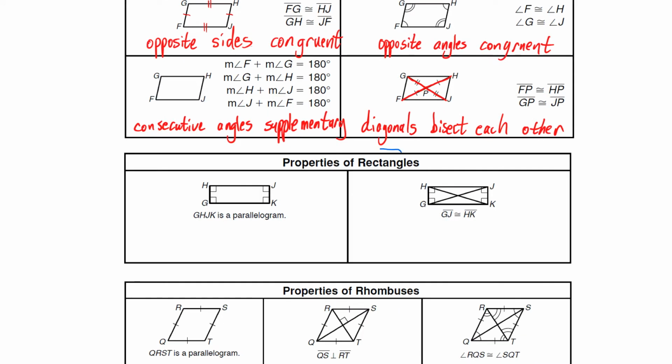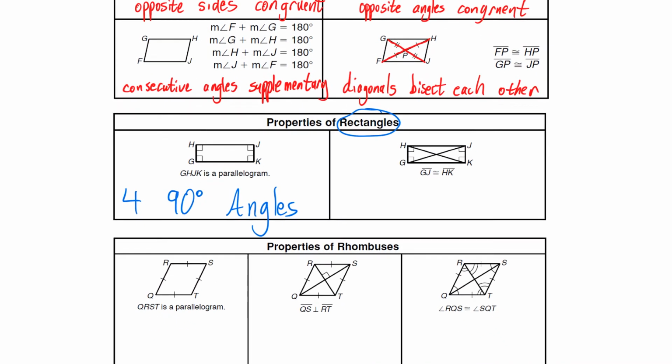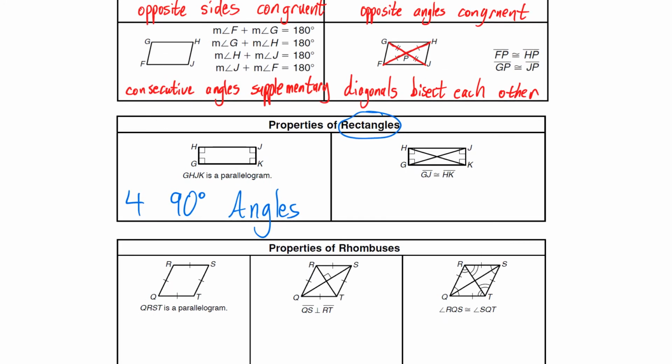All right, next is rectangles. There's just a couple things here. So really this first one is just basically the definition of a rectangle. So it's a parallelogram first, then what's the other thing that makes it a rectangle? 4 right angles. Good. It's got 4 90-degree angles. Okay, rectangle is a parallelogram that has 4 90-degree angles. Okay, so that's kind of the definition of it.